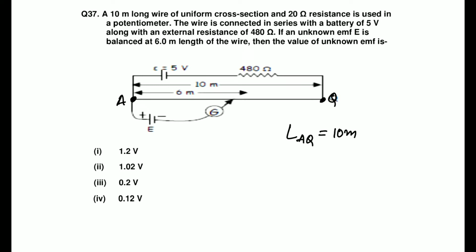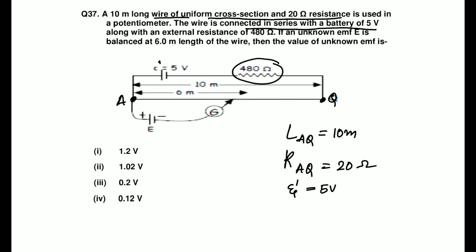A 10-meter long wire of uniform cross section and 20 ohm resistance is used in a potentiometer. So the resistance of this wire AQ is 20 ohm. This is also given to me. The wire is connected in series with a battery of 5 volt. So your EMF1, or small EMF1, is given to me as 5 volt. And you have an external resistance of 480 ohm.